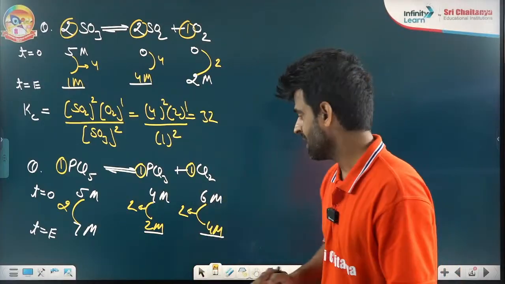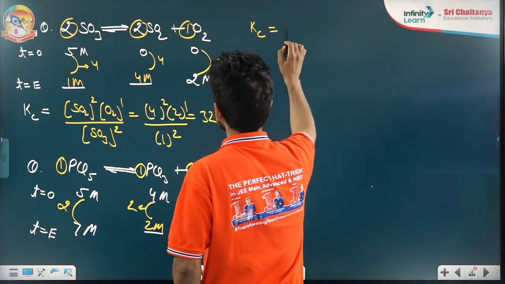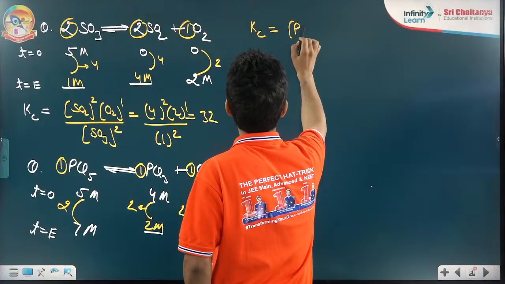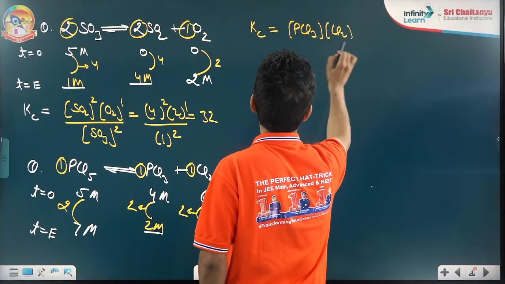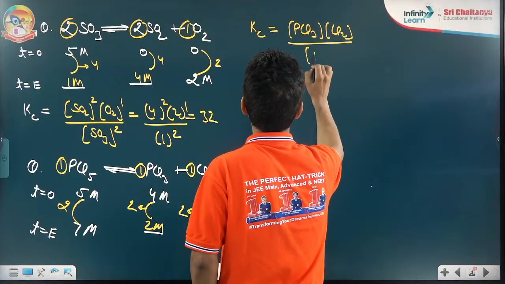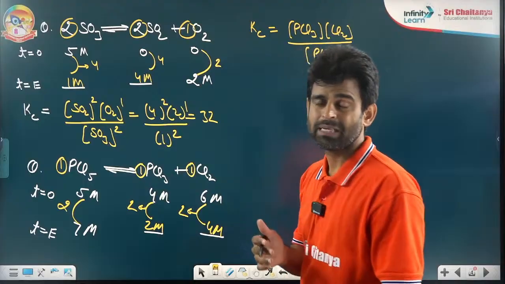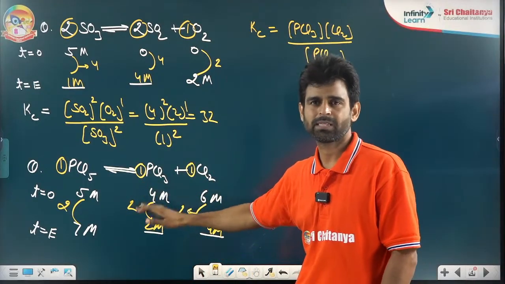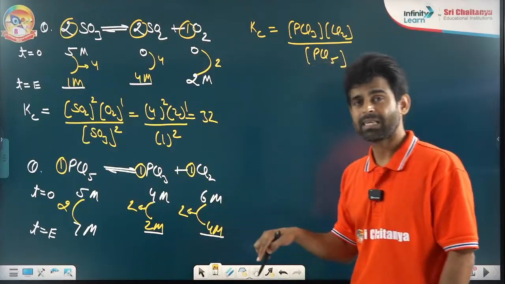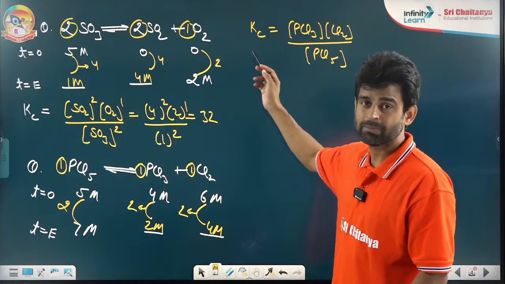Now I will write the Kc expression. The Kc expression is PCl3 into Cl2 divided by PCl5, right? Now some students make mistakes here. First of all, the students make mistakes in this part. The second mistake they make, sir, is that the reaction is going backside, so I will write the Kc expression the reverse way.